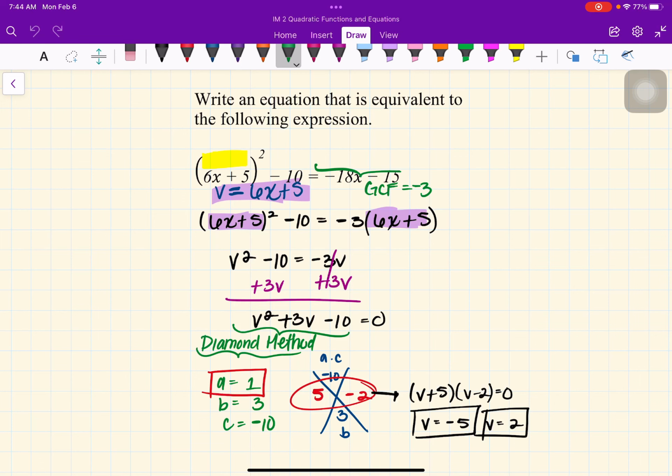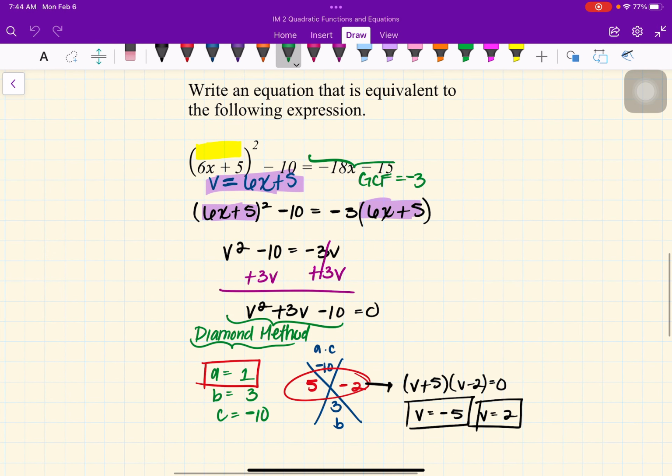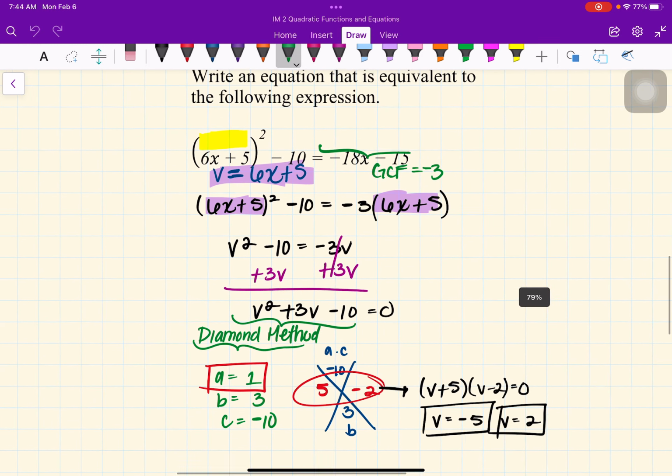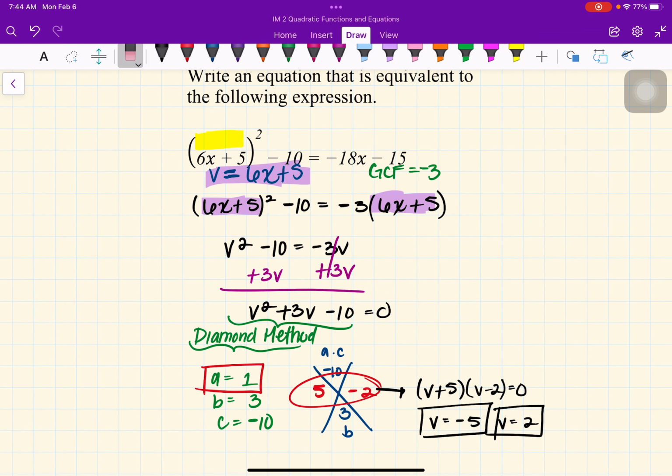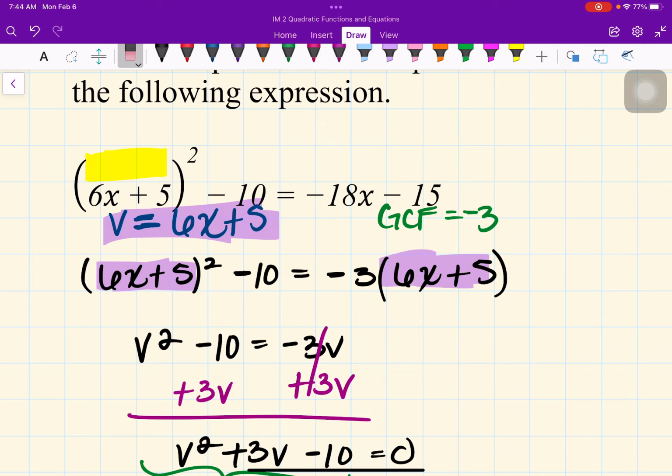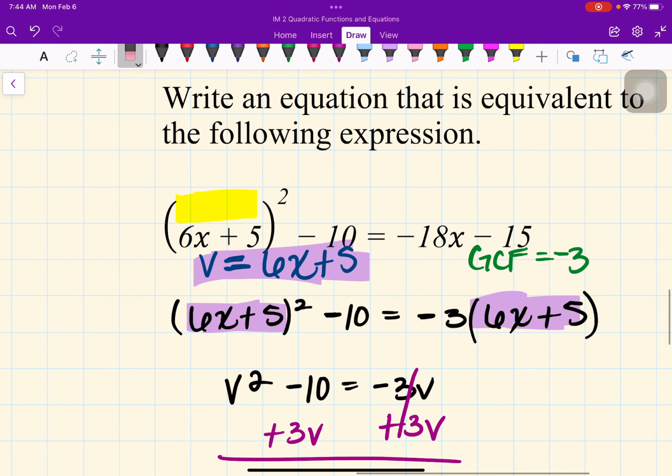All right, now let's go ahead and take a look at the last example, guys. Once again, we were going to come back to these, so you do have all of this in your notes. Just one thing: first step is for us to identify what the variable is going to be equal to. In this case, we decided to make the variable v, and we're making it equal to the expression inside the parentheses, which is 6x plus 5.